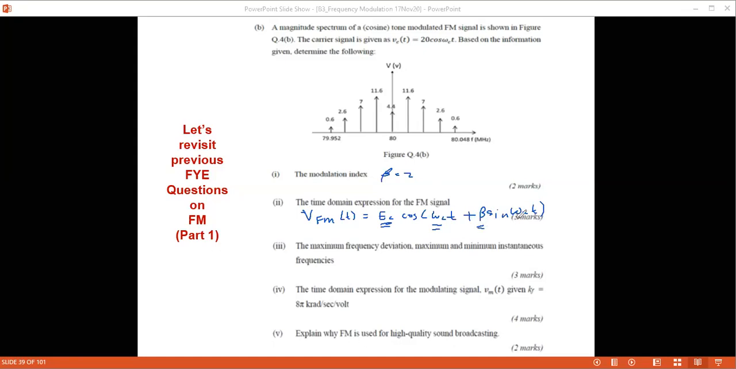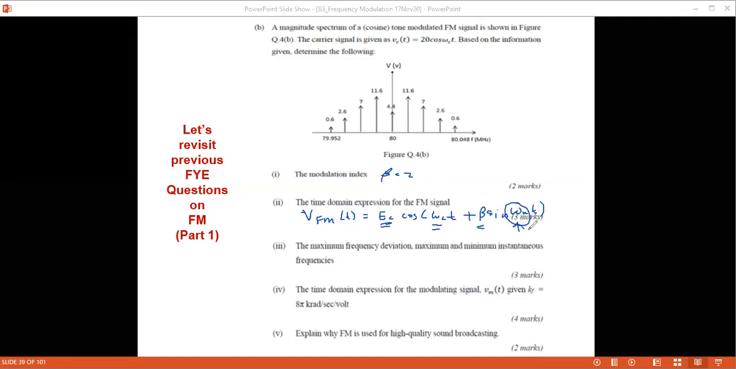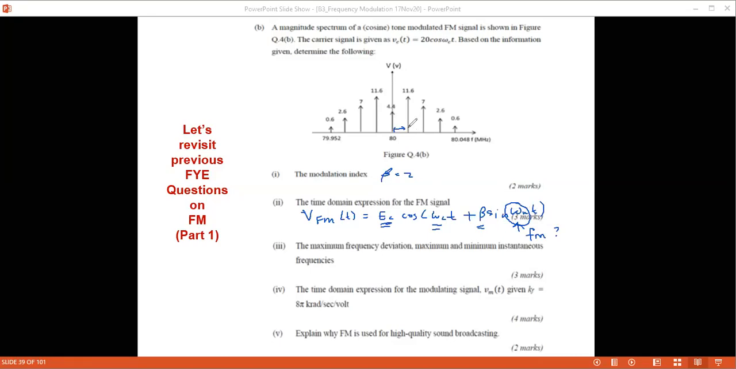So what is our omega m here? What is our FM or omega m? We can get it again from the spectrum. We know that the gap between all these components is equal to Fm. From carrier to first sideband is Fm. From first sideband to second is Fm.